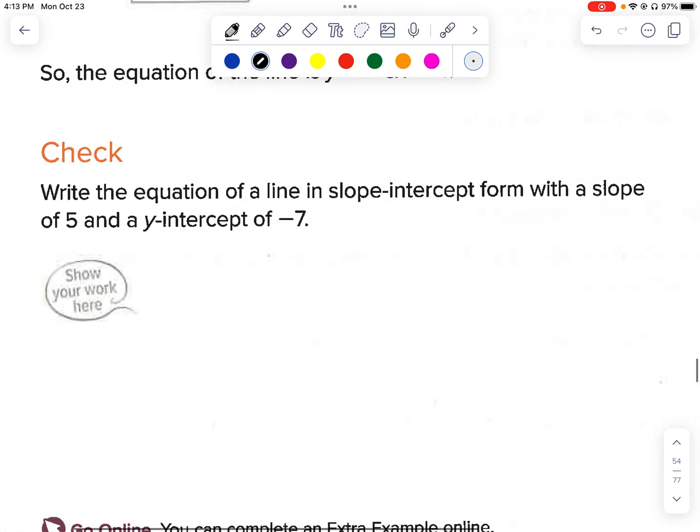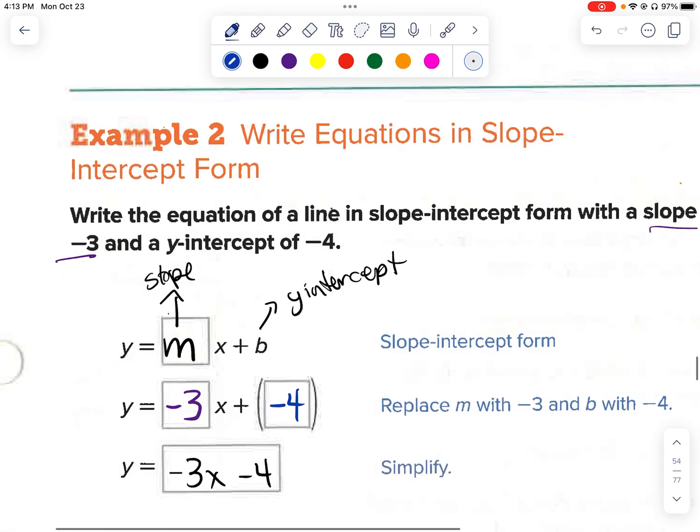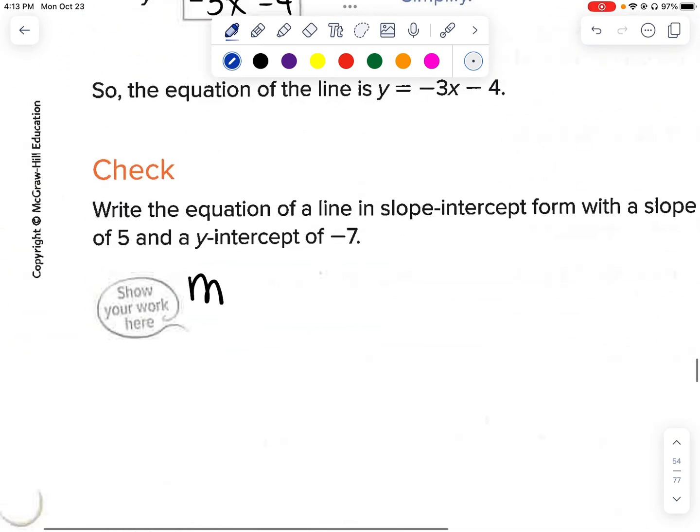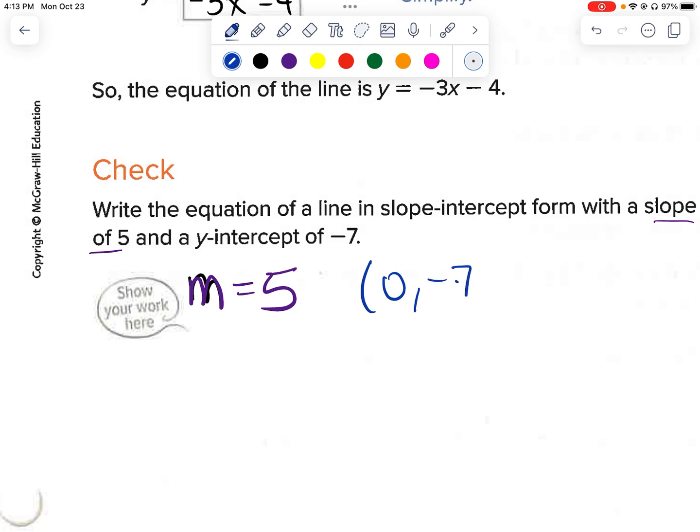Okay, we do the same thing here. Oh, I was doing this. Did I do purple? Yeah, purple. Says in this right here, slope is 5. So my slope is 5. My y-intercept is this point right here. So I'm going to write it in an equation. 5x minus 7.